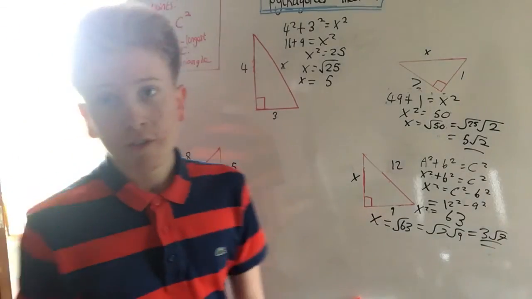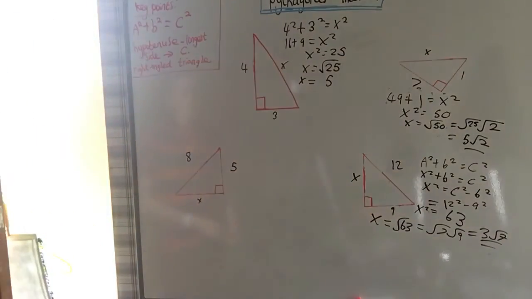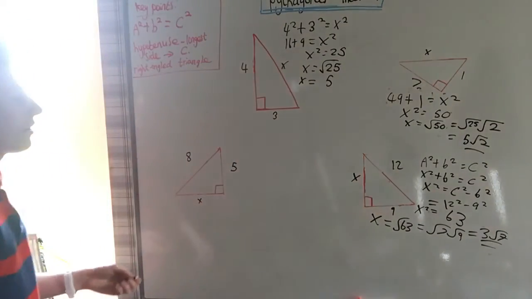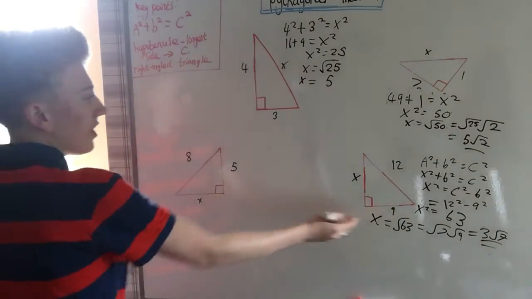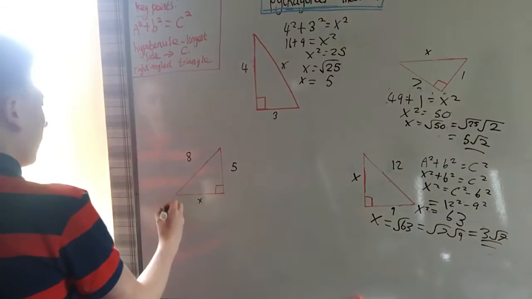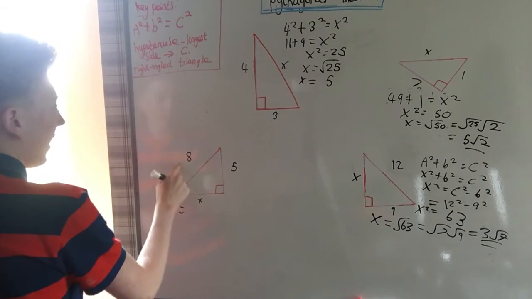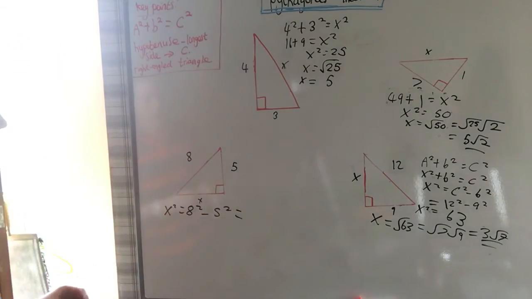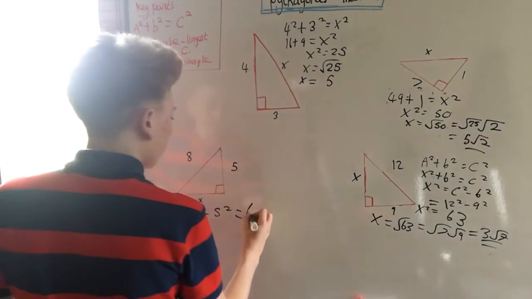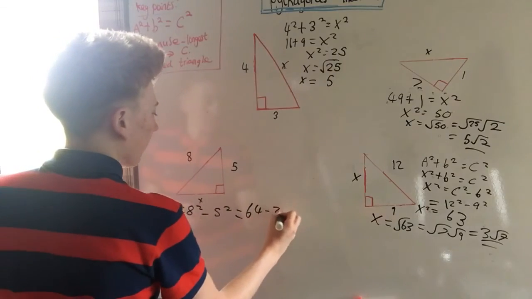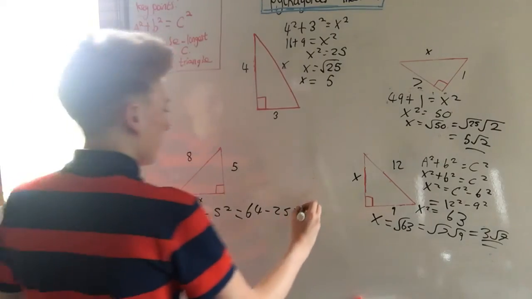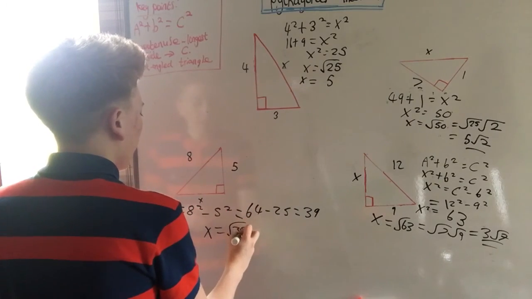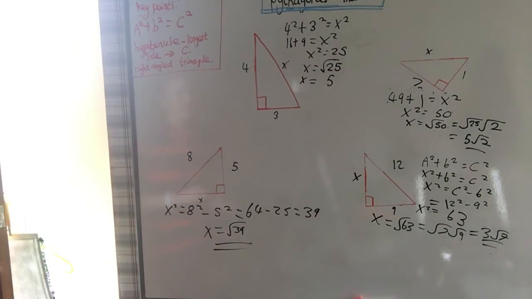Okay guys, hopefully you've paused the video and had a go at this question. Now, again, similar to this question, we're given the longest side, which is 8. We rearrange it as we have here. X squared equals 8 squared minus 5 squared. So it's 64 minus 25, which equals 39. So x is equal to the square root of 39, and I'm going to leave it in this form.